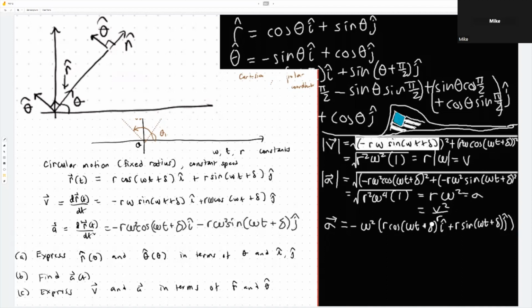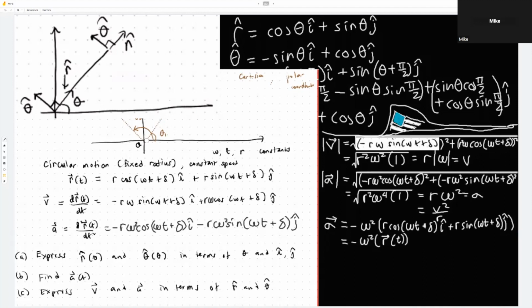Okay, so the cosine of something times i, and the sine times j. Yes, so that is the point itself, times R. And so what's inside the parentheses is the position vector R. So A is equal to negative omega squared times the vector R, or R of t.